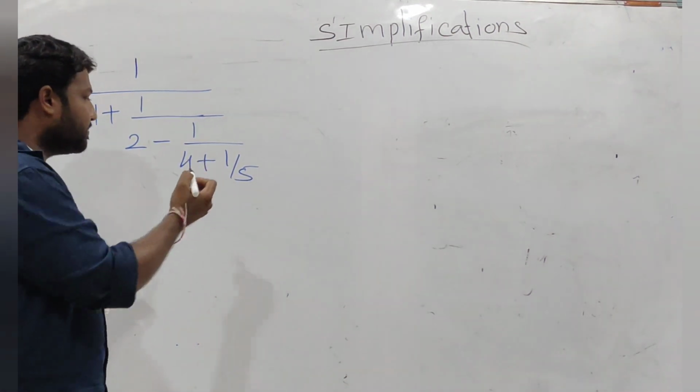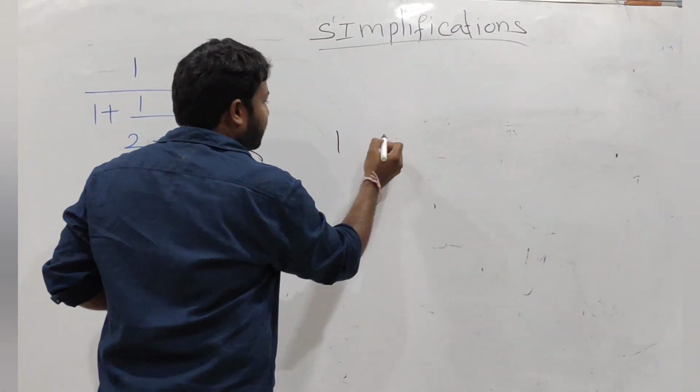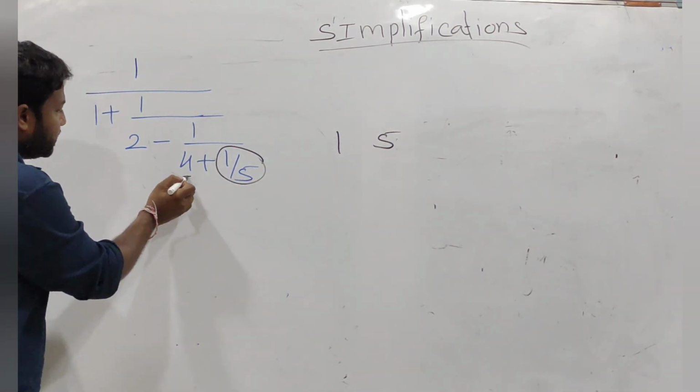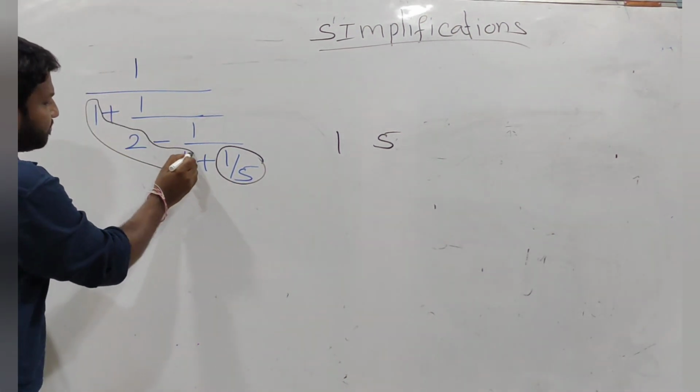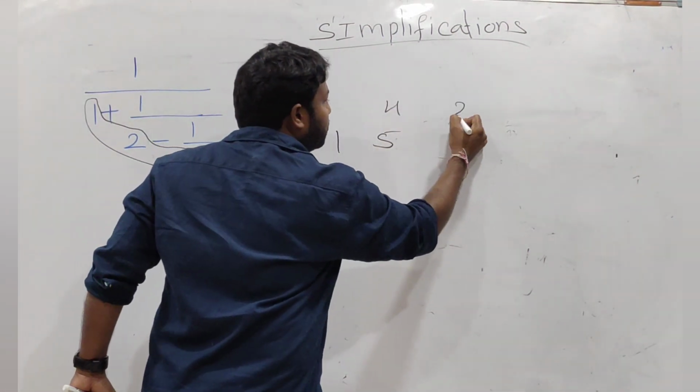So I will start from the same thing. I will start from here. The last value, 1 by 5, I will write 1 here. Next 5. Okay, 1 by 5 is 1, 5. Next I will go like this. I will see this value, 4 to 1. From here I will start 4 to 1.